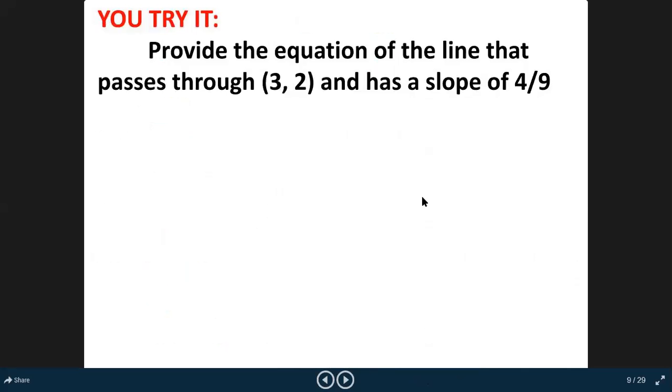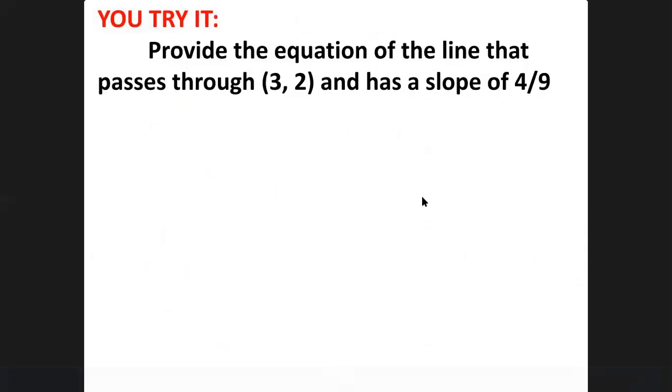This way, we graph the equation. It's your turn now. Please be ready with the answer, and I'm going to choose anyone randomly to answer the question. Provide the equation of the line that passes through (3, 2) and has a slope of 4 over 9. Please write it in point-slope form. How can we write it?